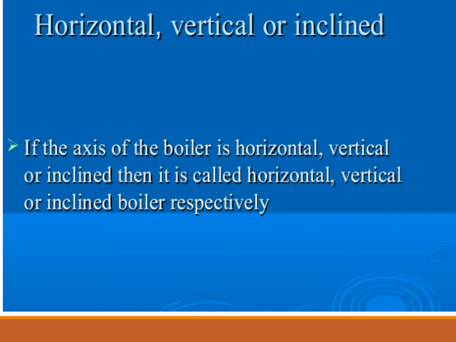Horizontal, vertical, and inclined boiler. In horizontal boiler, the boiler drum or shell is in horizontal position. In vertical boiler, the boiler drum or shell is in vertical position. And in inclined boiler, the boiler drum is in inclined position.